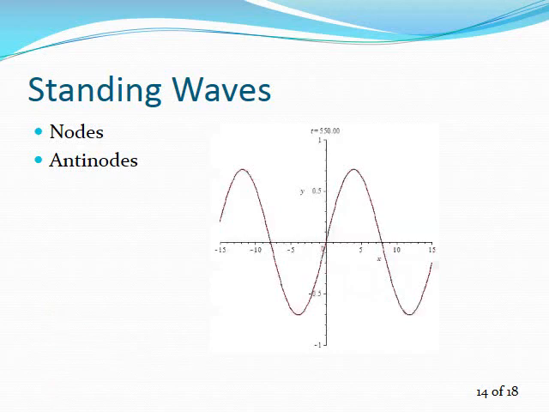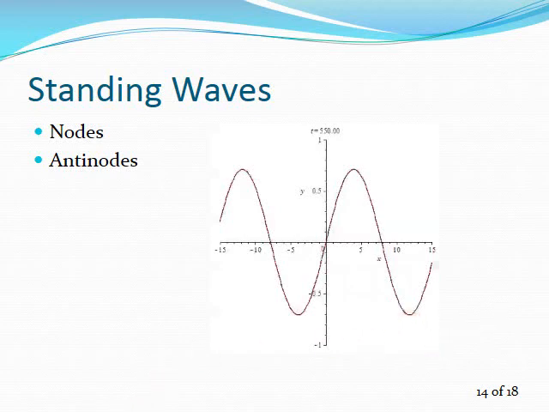Here goes. And so you can definitely see points in this wave that are not moving, okay, and then points that get very large. So this is a point of a node. This is another node. This is a third node. This would be considered an antinode. This is an antinode. This is an antinode, and this is an antinode.